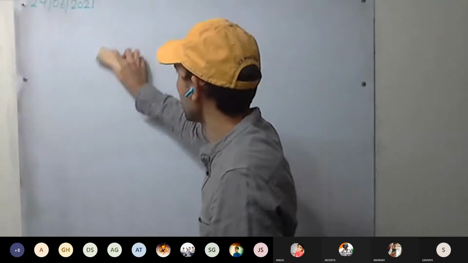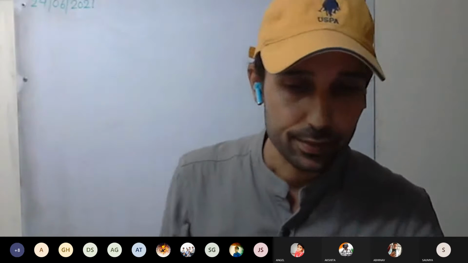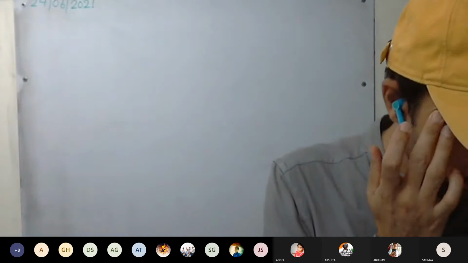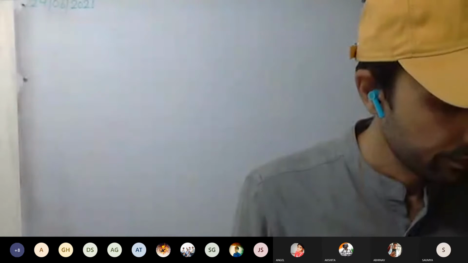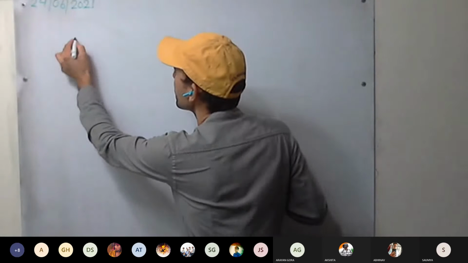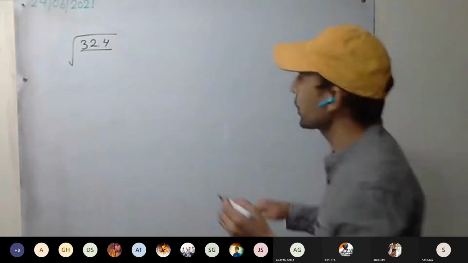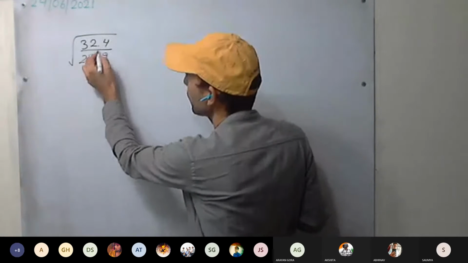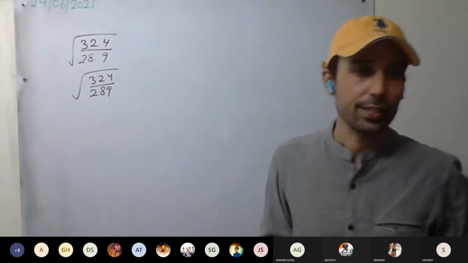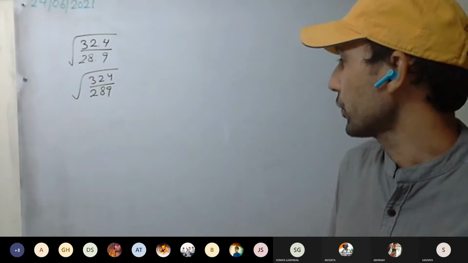3, 2, 4. If you do not get it, factorize it and find the factors. 3, 2, 4 divided by 28.9. The decimal we can remove. 324 divided by 289. Factorize 324.